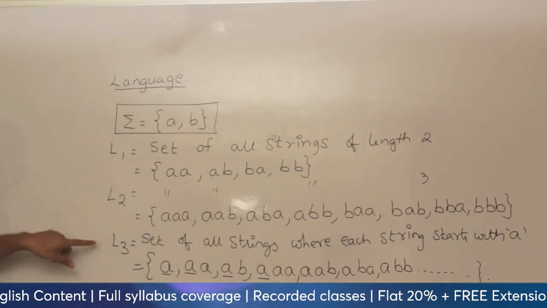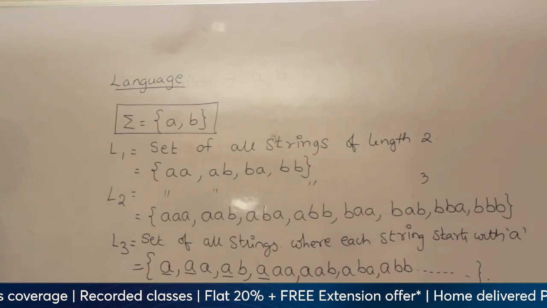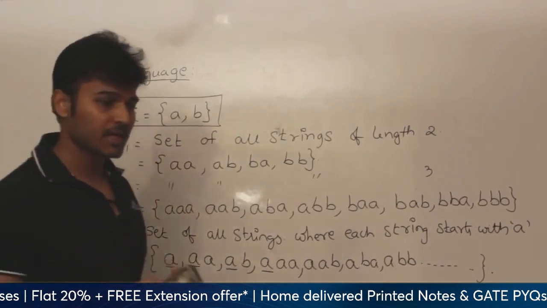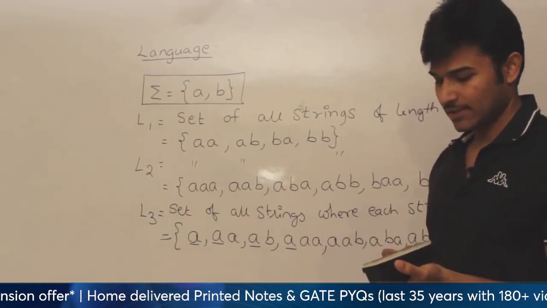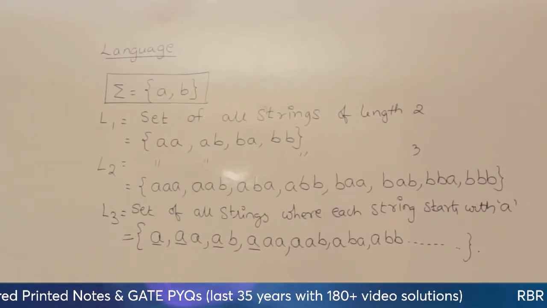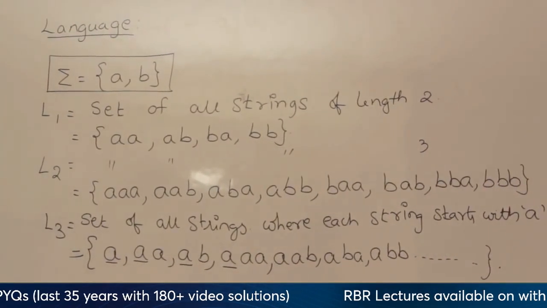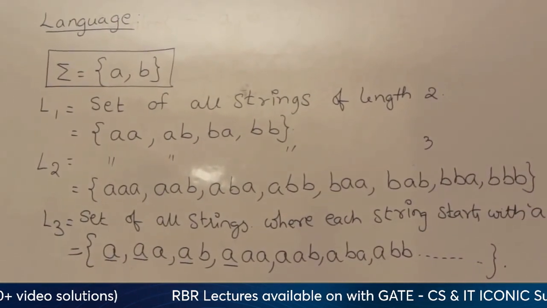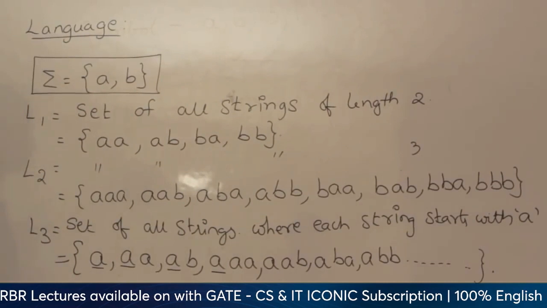So if you look at this language L3, L3 is infinite. If you look at these languages, L1 and L2, they are finite. So now you have seen that a language which can be formed over an alphabet can be finite or infinite. Please make a note of this. Fine. I will be moving on to the next topic.